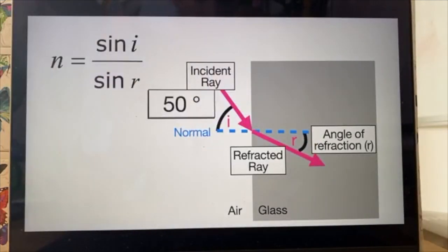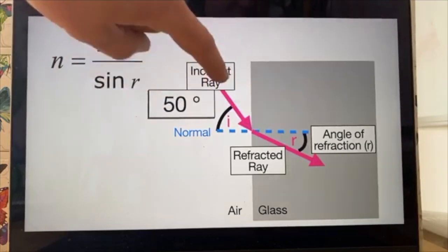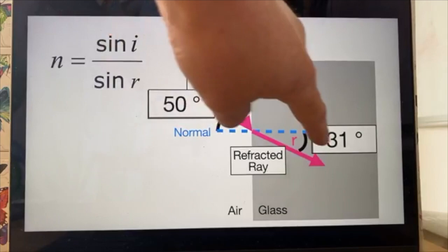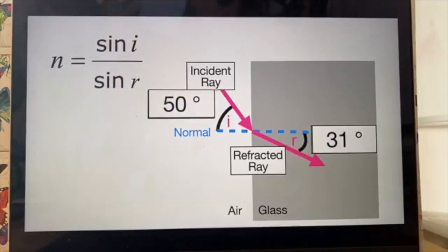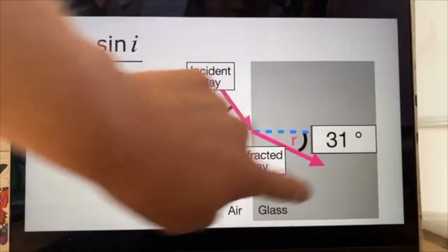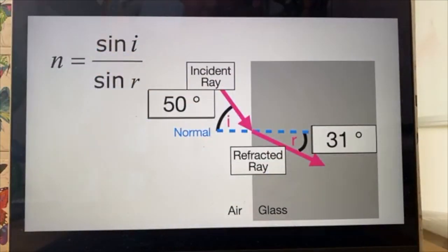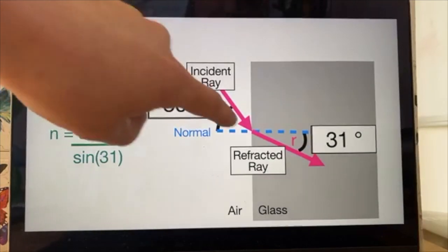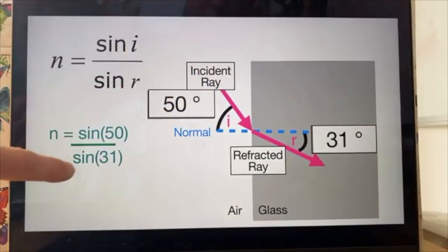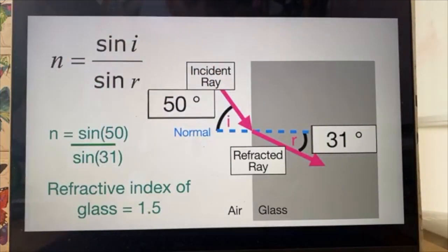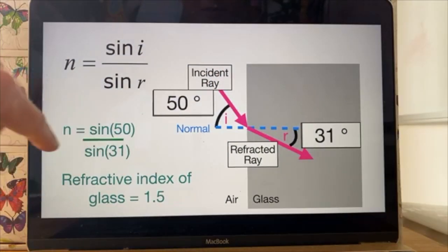So last week we did this example, like, all right, say light goes into a glass block at 50 degrees, and then it gets refracted by an angle of 31 degrees. What would be the refractive index of that glass? How much would the glass be slowing the light down? So we said, okay, well, we'll just do sine 50, because that's the angle of incidence, divided by sine 31, because that's the angle of refraction. So we didn't really worry too much about what sine was.